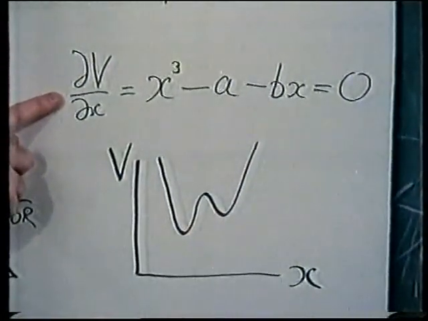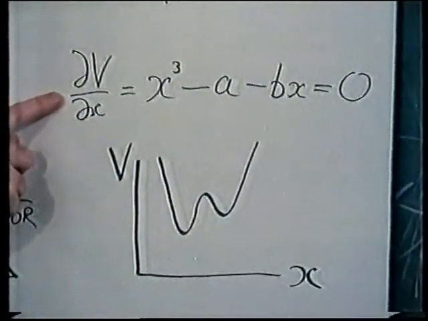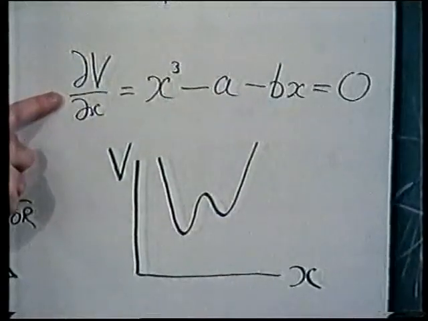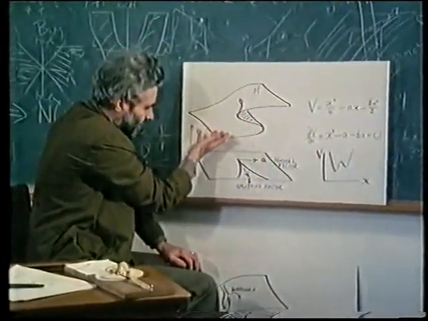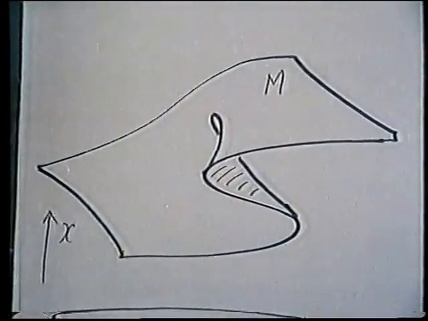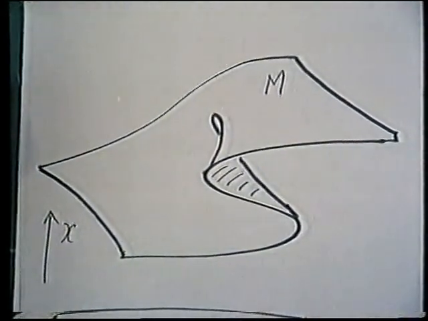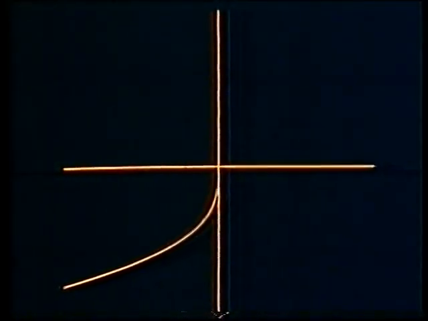And so that is the formula differentiating the line above, x cubed minus a minus bx equals 0. And that's the formula in three-dimensional space for this cubic surface. But where does the surface come from? Start with the equation for minimum energy. When b equals 0, it's just the cubic, x cubed equals a.